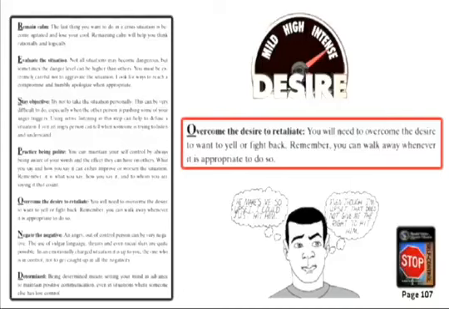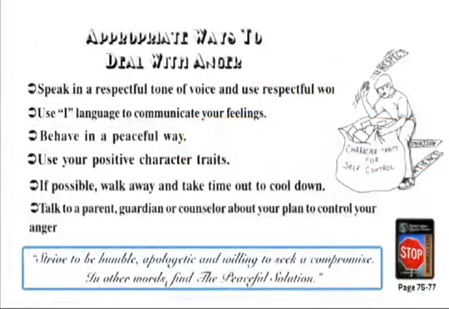Go to the next slide. I'll give you another tip. Some appropriate ways to deal with anger is speak in a respectful tone of voice and use respectful words. Remember, we learned about using I language to communicate our feelings. Instead of saying, you make me so mad, and not taking responsibility for your own feelings, because nobody makes us angry. We choose to be. We can say things like, I feel very upset, or I feel angry about what you just said or did. And take responsibility for your own feelings. Quit blaming everyone else for your feelings. You're choosing those feelings.